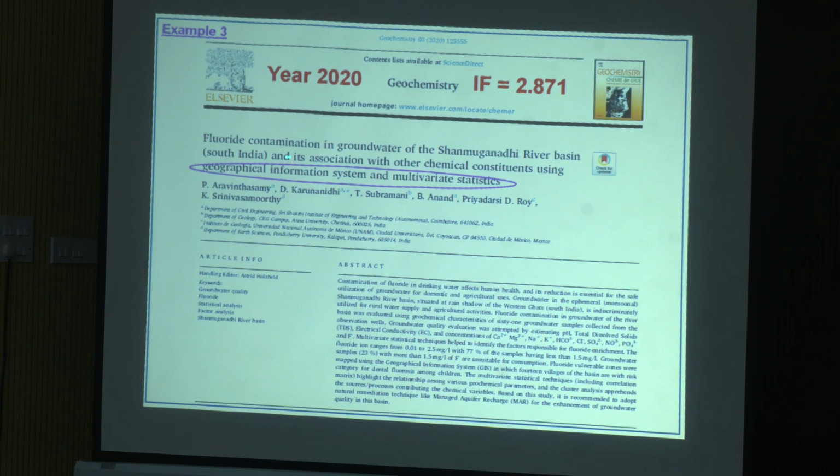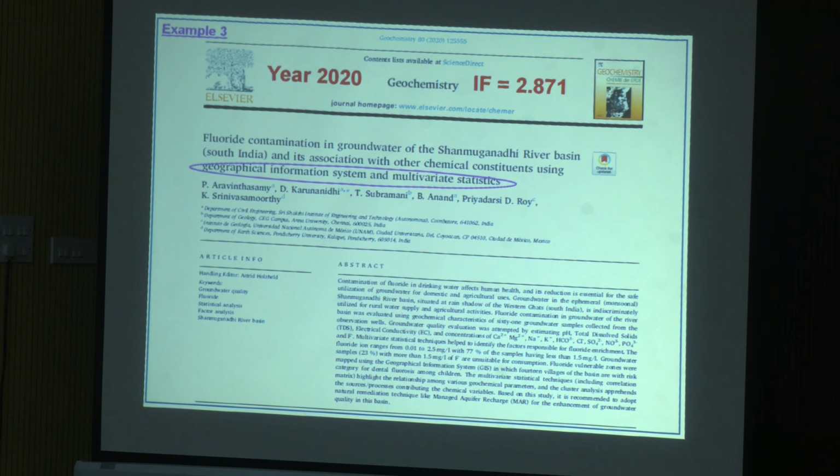Another thing is, sometimes you will put this kind of words in the title. Here I have used geographical information system and some kind of multivariate statistical analysis. I gave this title because geographical information system is a kind of software anybody can use, even politicians can use. This is the software which can handle any kind of data. If you have spatial data, non-spatial or attribute data, vector data, raster data, anything can be comfortably handled by this geographical information system.